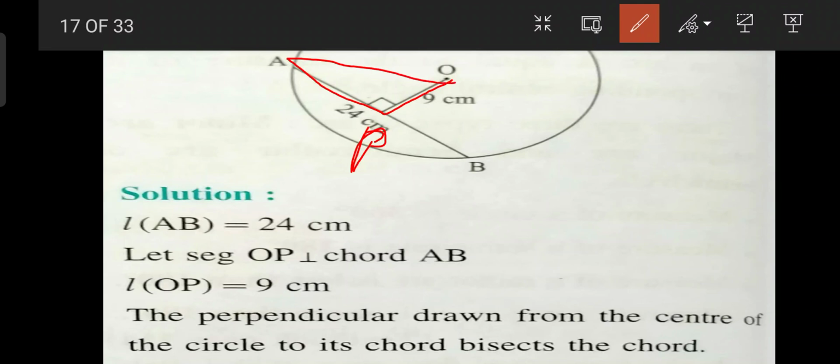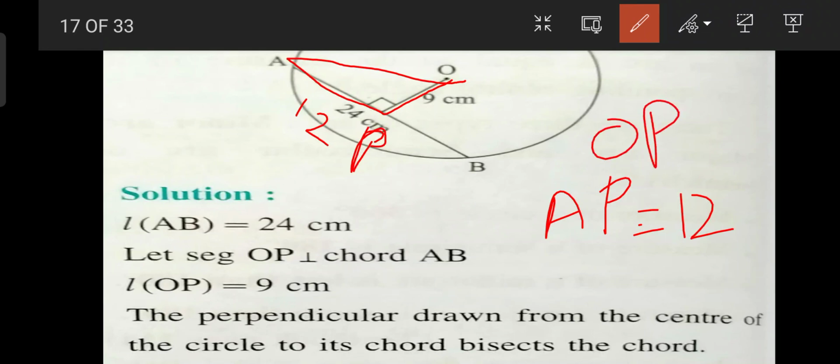We know AP is what? Half of AB. So if AB is 24, then half of 24 will be 12. This means AP is equal to 12 centimeter. OP is also given to us. OP is already given, 9. So now what we need to find out? We need to find the hypotenuse, that is OA.